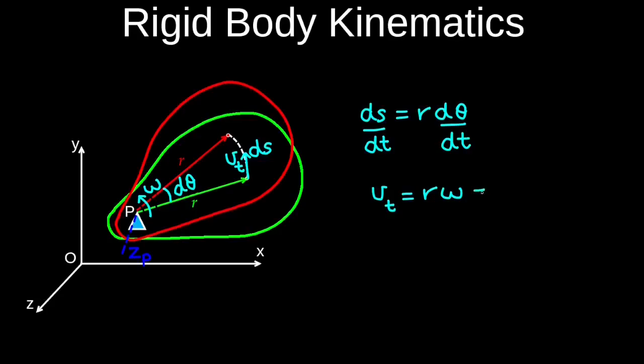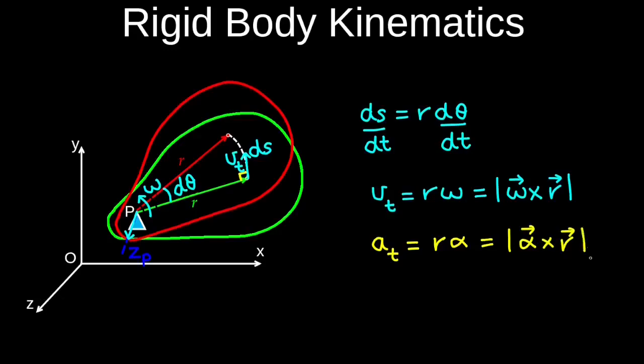And this here is basically the magnitude of the cross product between the angular velocity and the radial vector. So effectively this tangent vector is perpendicular to both vectors ω and r. And if we differentiate, we obtain a tangent acceleration, which is r times the angular acceleration, or the magnitude of the cross product between the angular acceleration and r. And of course we'd have a centripetal acceleration to keep that particle traveling along a circular path.